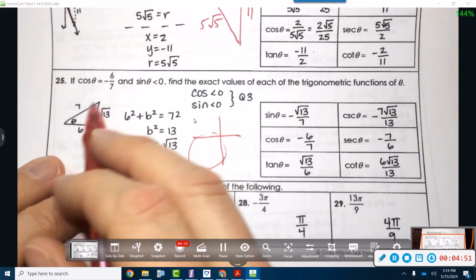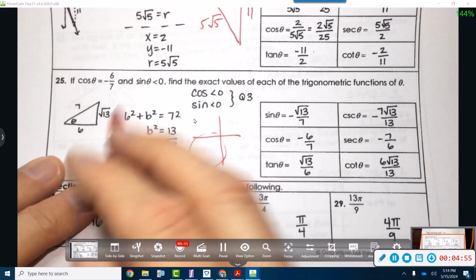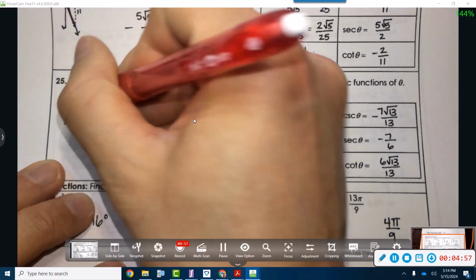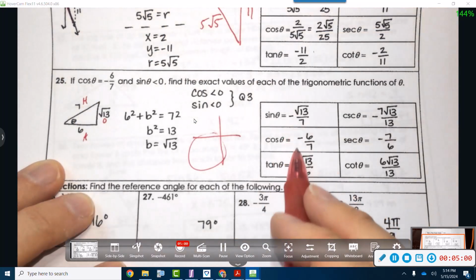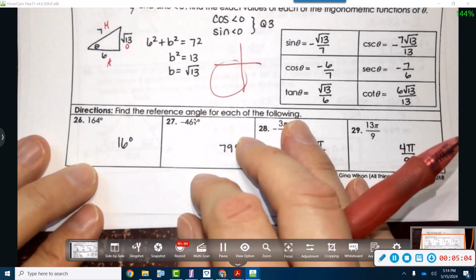Okay. So you're going to use the Pythagorean theorem to find out that this is actually radical 13. And then from there, you have A, H, and O, and you'll just go ahead and do what you need to do. All right, reference angles.